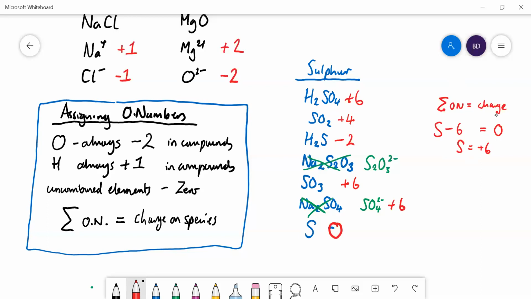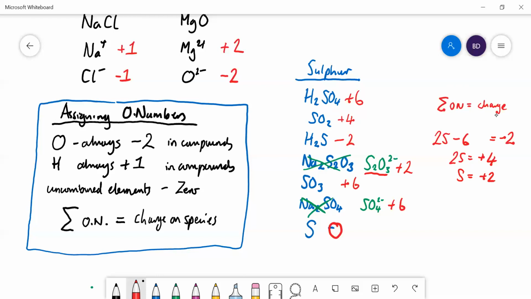Right, thiosulfate, I left the hardest one till last. So let's do that one. So this is thiosulfate here, S2O3 2-. The charge on the species is minus 2. We've got 2 sulfurs, so I have to write down 2S there. And we've got 3 oxygens, each one's minus 2, so that's minus 6. So that means 2S is equal to plus 4. Divide 4 by 2, so S is equal to plus 2. So the sulfur has got an oxidation number of plus 2 in thiosulfate.